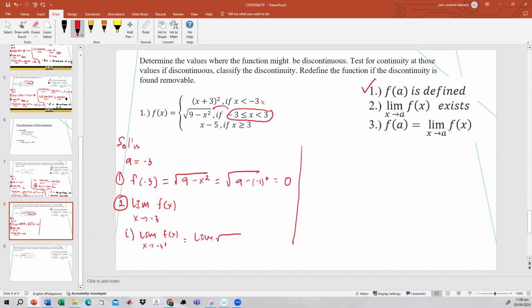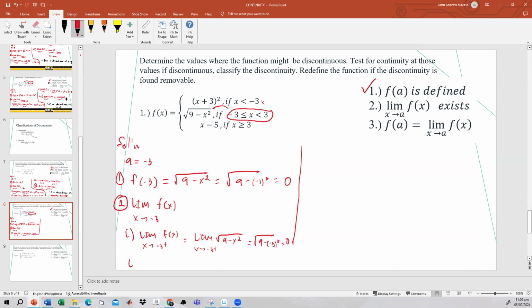So the limit of square root of 9 minus x squared as x approaches -3 from the right. In that case, we'll just substitute it directly. So that's square root of 9 minus -3 squared again. So this will become 0 as well.